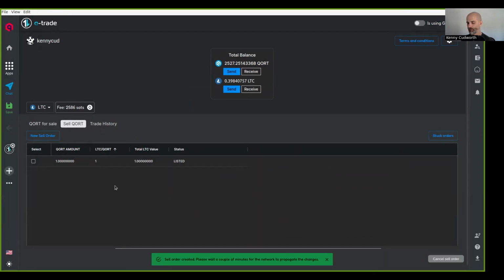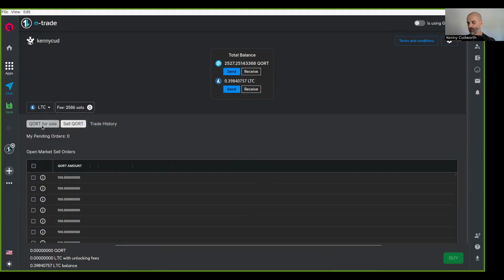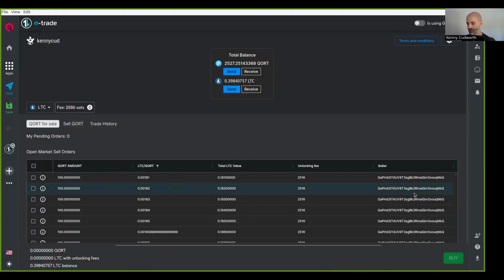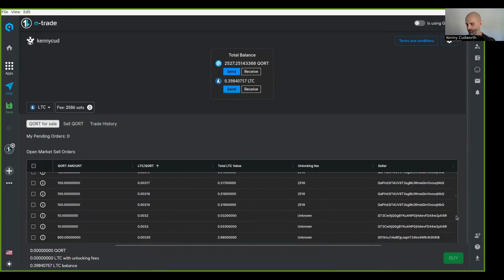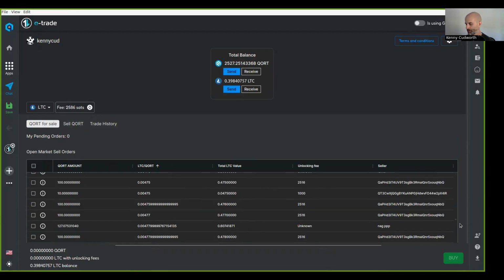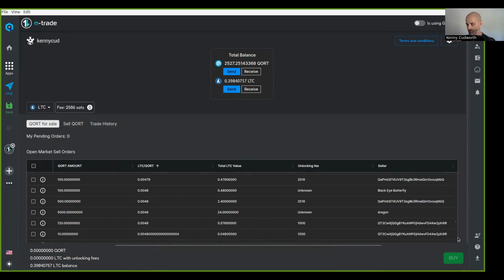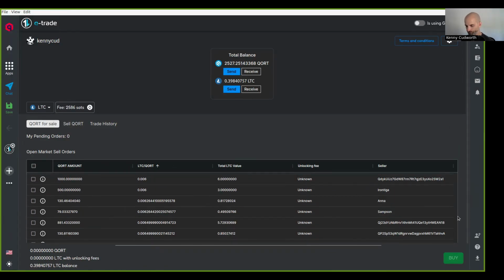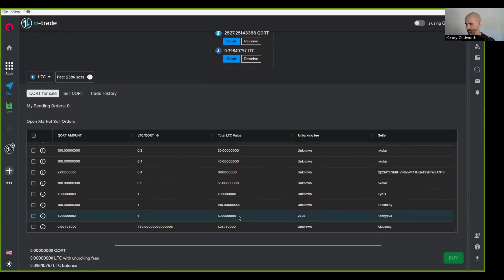Okay, so now my sell order is listed. As you remember, it said pending before. Now it says listed. And so it should be listed with all the other orders. Now, since I put a high price on mine, it should be listed towards the bottom. So we have to scroll all the way down to the bottom. And there it is. It's right there towards the bottom, right?